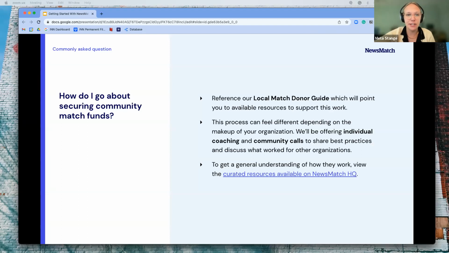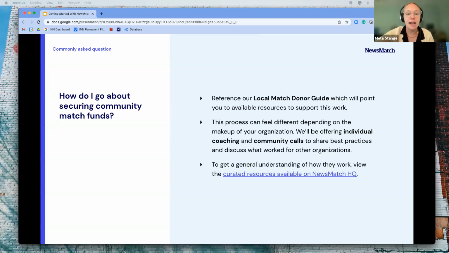I definitely understand that securing community matches can seem daunting, especially if this is new territory for you. You're not familiar with going out or comfortable with going out to ask for these kind of large gifts. But NewsMatch provides resources to support you in securing these additional match funds. Our local match donor guide is a great starting point to understand the local match donor cycle. We know that securing additional matches looks different depending on your organization's size, makeup, coverage, and even the location. So we'll be offering individualized coaching to provide guidance around what this process might look for your organization specifically.